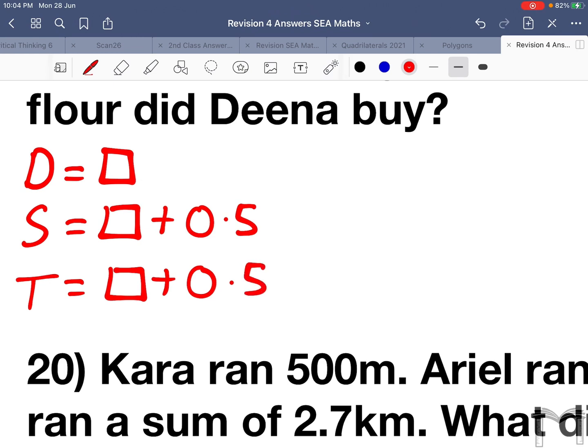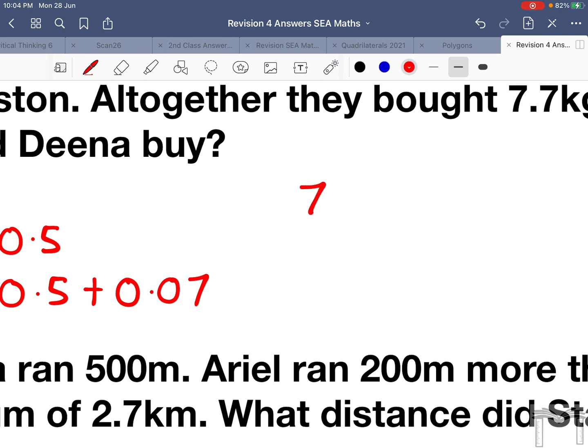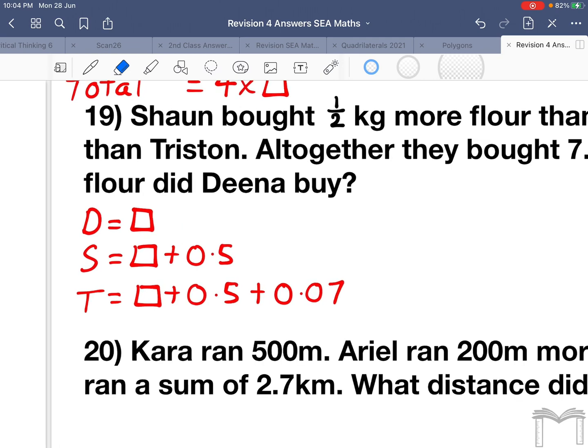So what is 70 grams? 70 grams is 0.07 kilograms. Remember, how do we make grams into kilograms? We divide by 1000, so it means to carry the decimal point back 3 places to the left. So 70 grams is 0.07 kilograms.